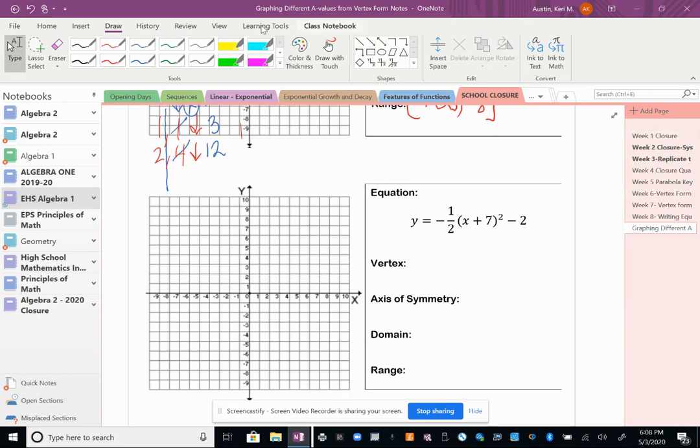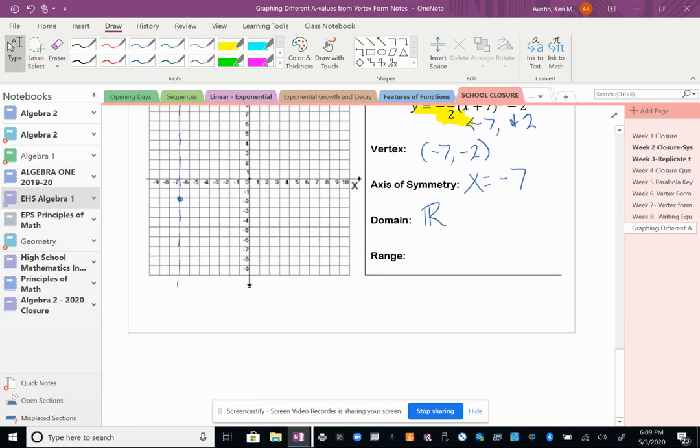What's that A value? The A value is -1/2. So it's upside down, but I'm only going to go half the distance when I'm moving in the Y direction. So let's do our vertex first. This is left 7, down 2. -7, -2. Oops, I didn't do it in red. I broke my streak. Axis of symmetry, x equals -7. Domain, all reals. Okay, normally the pattern is 1, 1, 2, 4.